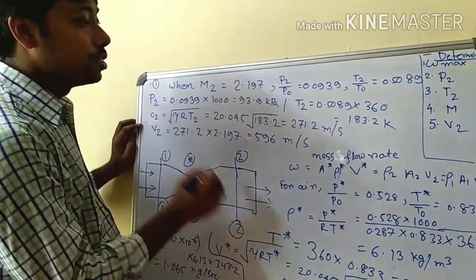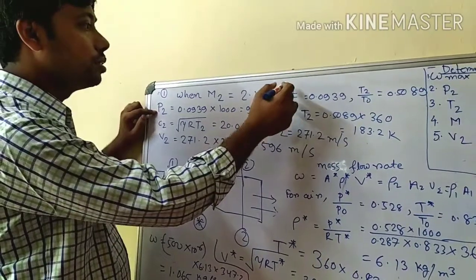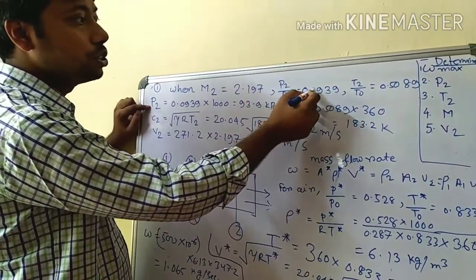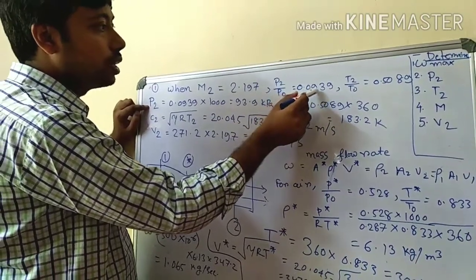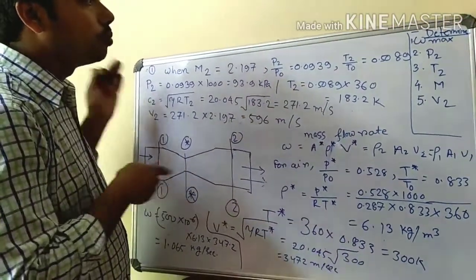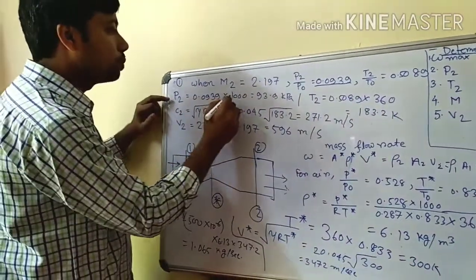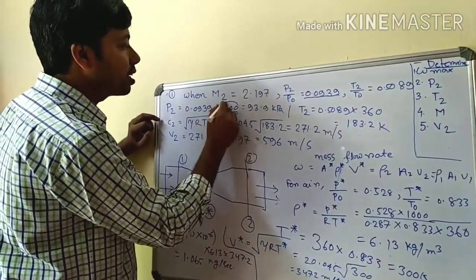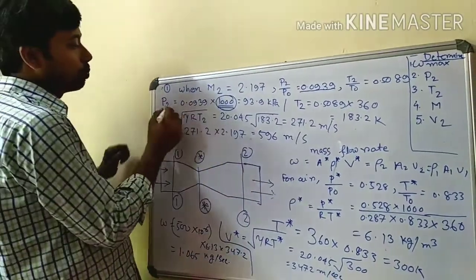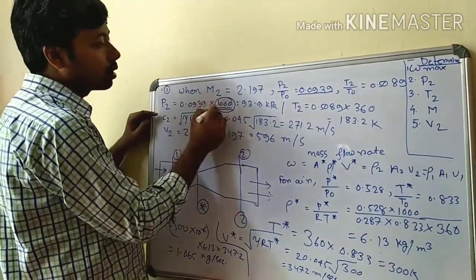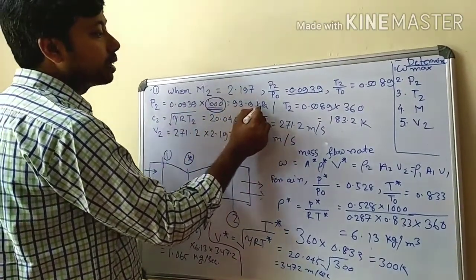Now P2 and T2 here. As you know, P2 by P0 is equal to 0.0939. So P2 will be 0.0939 into P0. Now the value of P0 is given as the stagnation pressure, 1 megapascal. You just convert into kilopascal here, so P2 will be this into 1000. That will be 93.9 kilopascal.